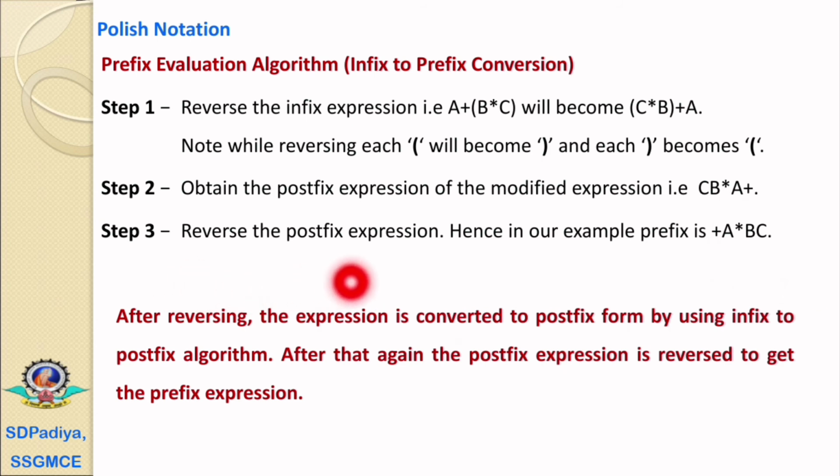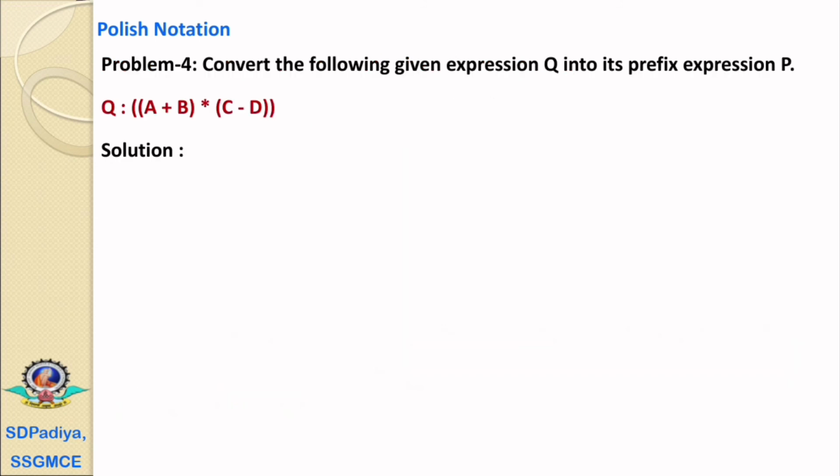After reversing, the expression is converted to the postfix form by using the infix to postfix algorithm. After that, again the postfix expression is reversed to get its equivalent prefix expression. We'll see one example, problem 4: convert the following given expression Q into its prefix expression P. The same infix expression we considered in problem 3, that is in bracket A plus B, into, in bracket C minus D.